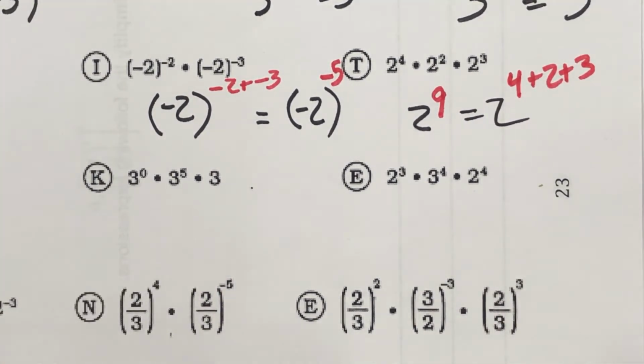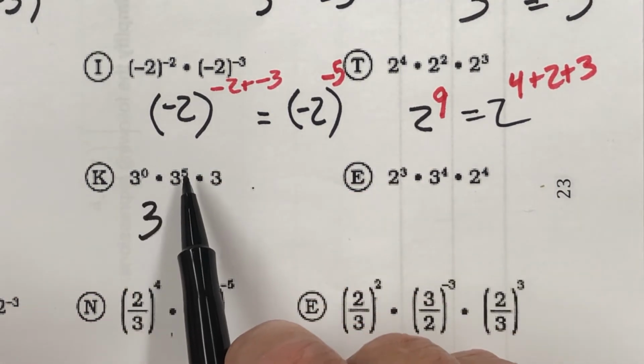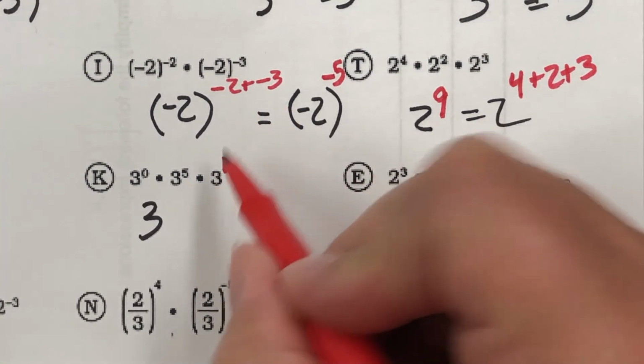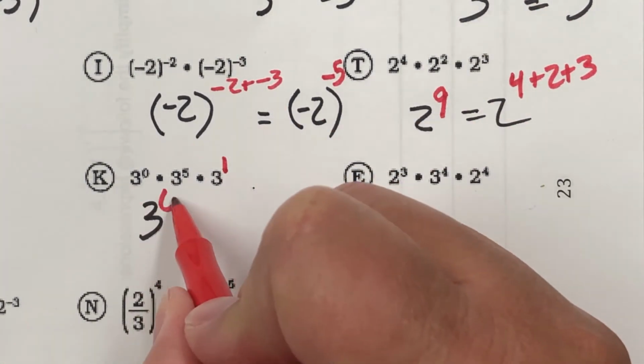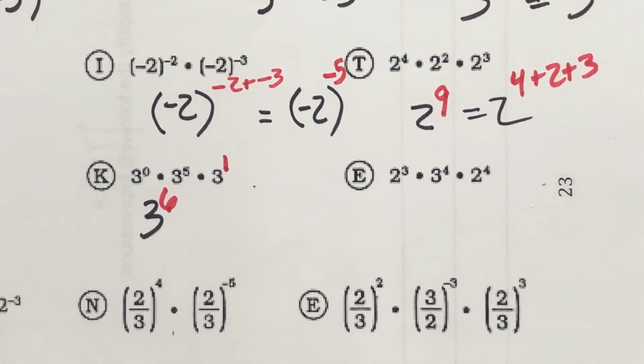Keep the base 3. Then I'm going to add 0 plus 5 is 5, plus, there's no exponent here, I'll put my 1 there and get 3 to the 6th power. Where are you? 3 to the 6th power. There it is, letter K. Don't worry, I'll show you in a second.